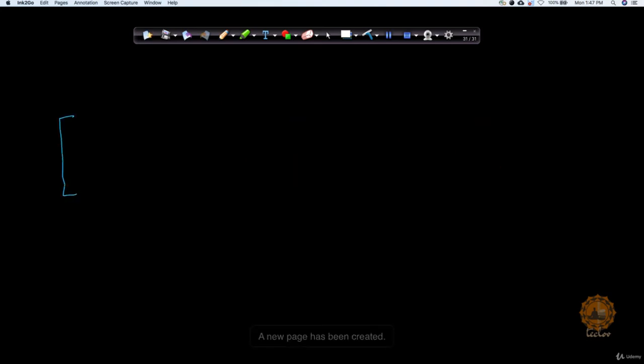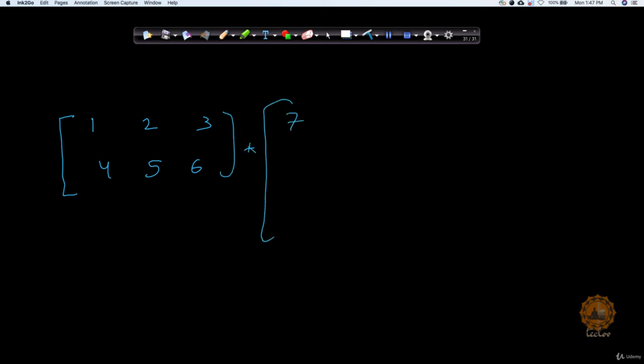So let's say I have a matrix like 1, 2, 3, 4, 5, 6 multiplied by 7, 8, 9, 10, 11, 12. Now you may ask me whether this multiplication is possible or not. So you can say this is 2 cross 3, this is 3 cross 2, these two are equivalent, so that means we can multiply. Now let's see how this multiplication takes place.